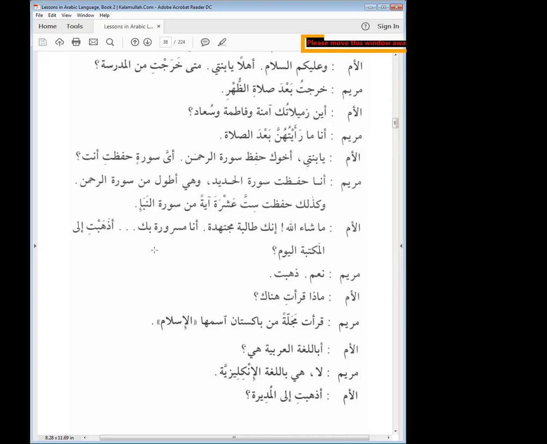So therefore the word ayyu will become ayyi, with the kasra below the shadda, because of the ba coming before it. It's a harf jar.